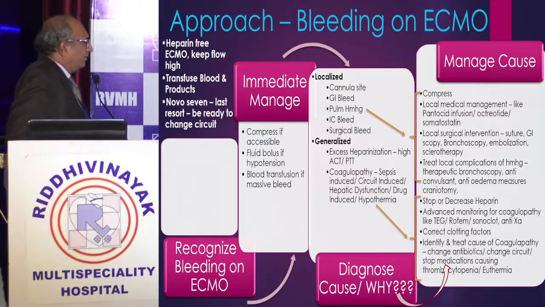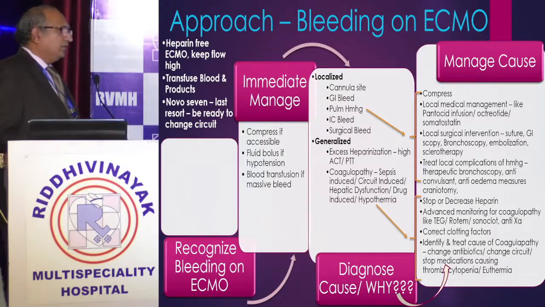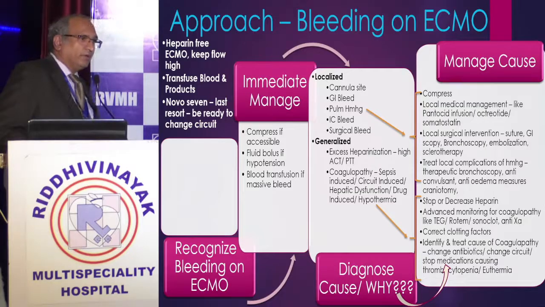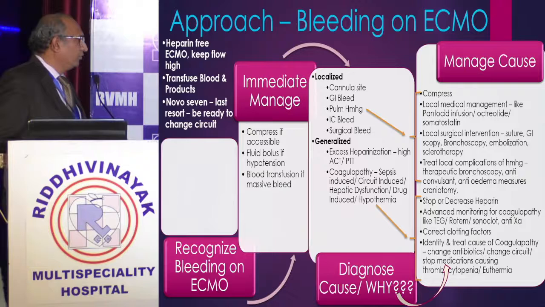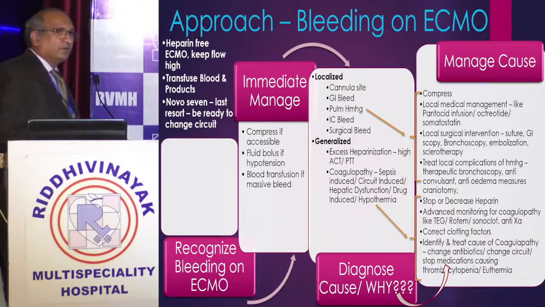If it is generalized with excessive heparinization, stop heparin for some time or decrease heparin. Look for advanced coagulation monitoring like TEG, ROTEM or Sonoclot or anti-Xa factors. Identify and correct the clotting factors. And then work upon why the coagulopathy has occurred. As I told you, coagulopathy can be sepsis related or it can be circuit related also. So you have to always look into whether it is because of sepsis or circuit or some drugs, and correct and treat it. It can be because of hypothermia also, so you have to correct the hypothermia.